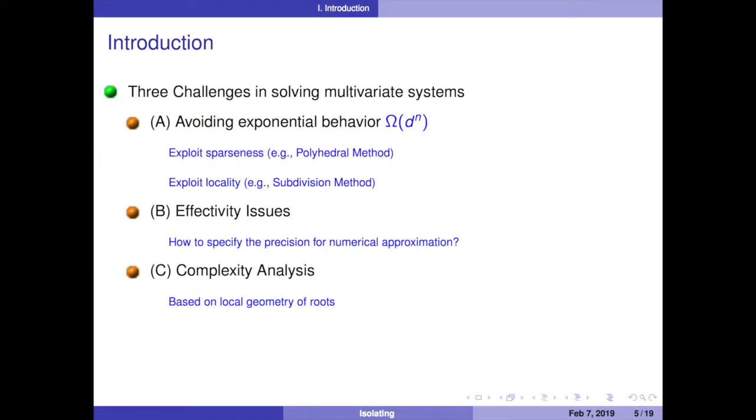Now, the challenge in solving multivariate systems is that fundamentally this is an exponential problem. If the total degree of your polynomials is d, and there are n variables, it is basically exponential. So how to avoid this? In the polyhedral method, you exploit sparsity. You look at the sparsity structure of your polynomials. And in our case, subdivision, we exploit locality. The region of interest is where you do subdivision, and that helps you avoid this worst case exponential. You never want to find all the roots in higher dimensions.